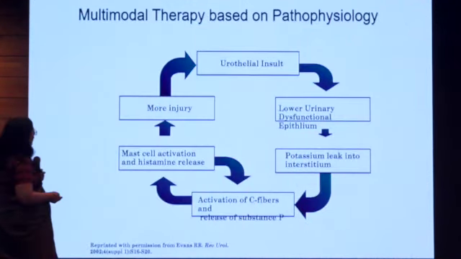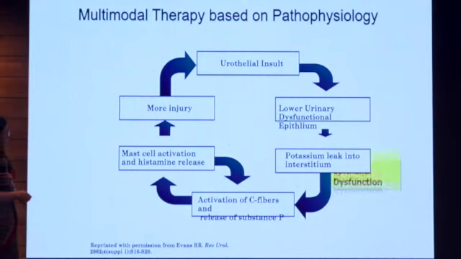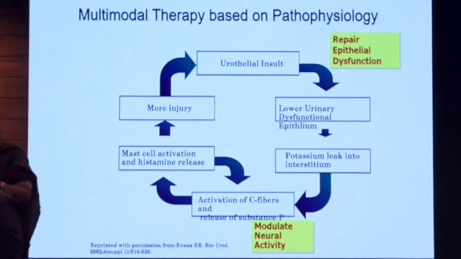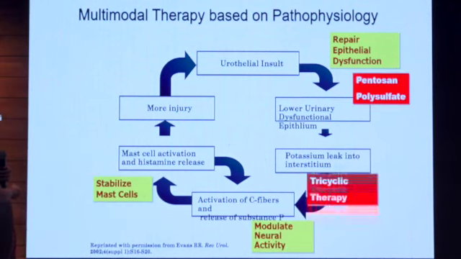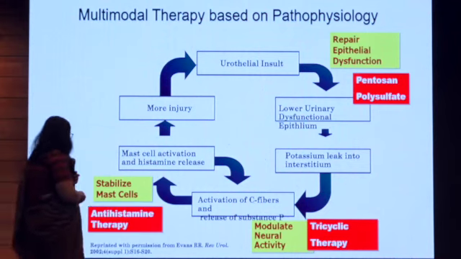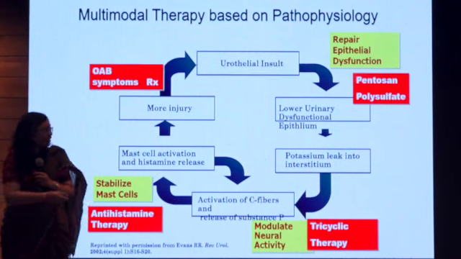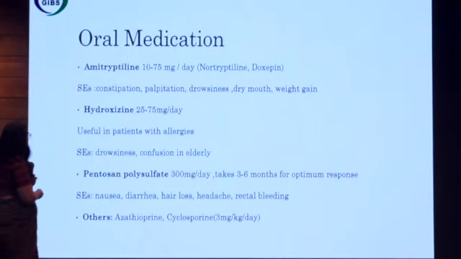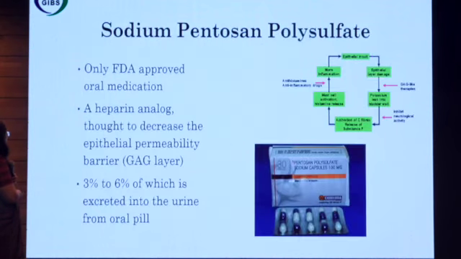And then the other treatment depends on the pathophysiology. As you can see, you can repair the epithelial dysfunction by giving pentosan polysulfate to these patients. You can modulate neural activity by tricyclic therapies like amitriptyline. You can stabilize mast cells by antihistaminic therapy like hydroxyzine, and then you can treat other symptoms as well. I'm skipping these slides because I'm not left with the time. You can ask me and you can go to the website to see the details.